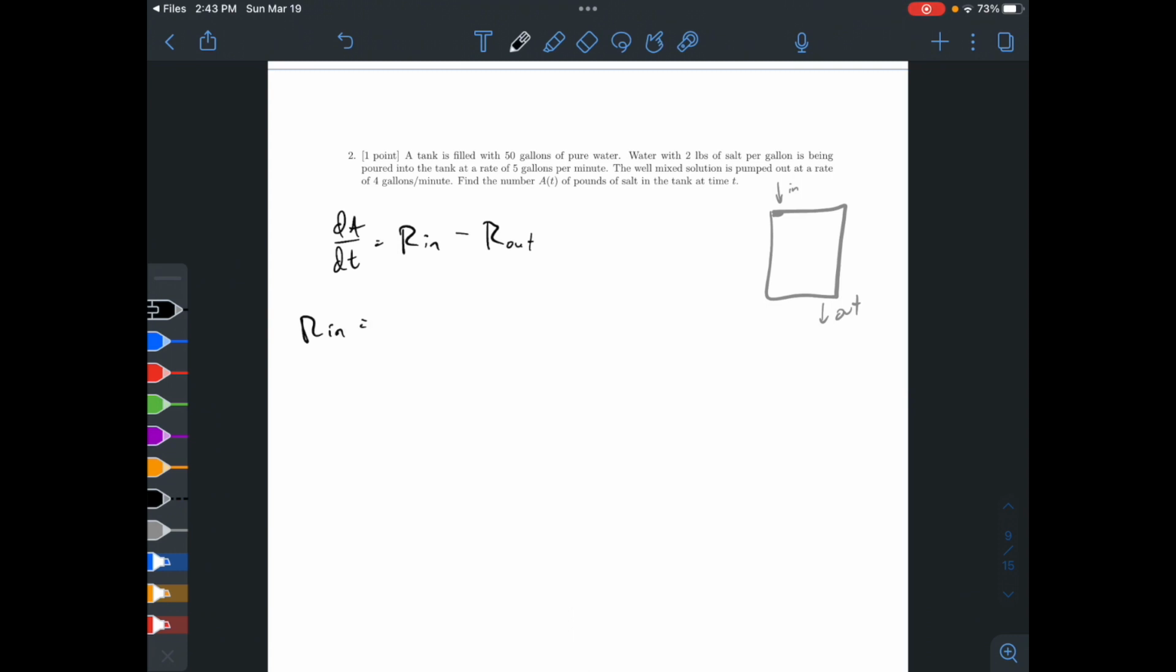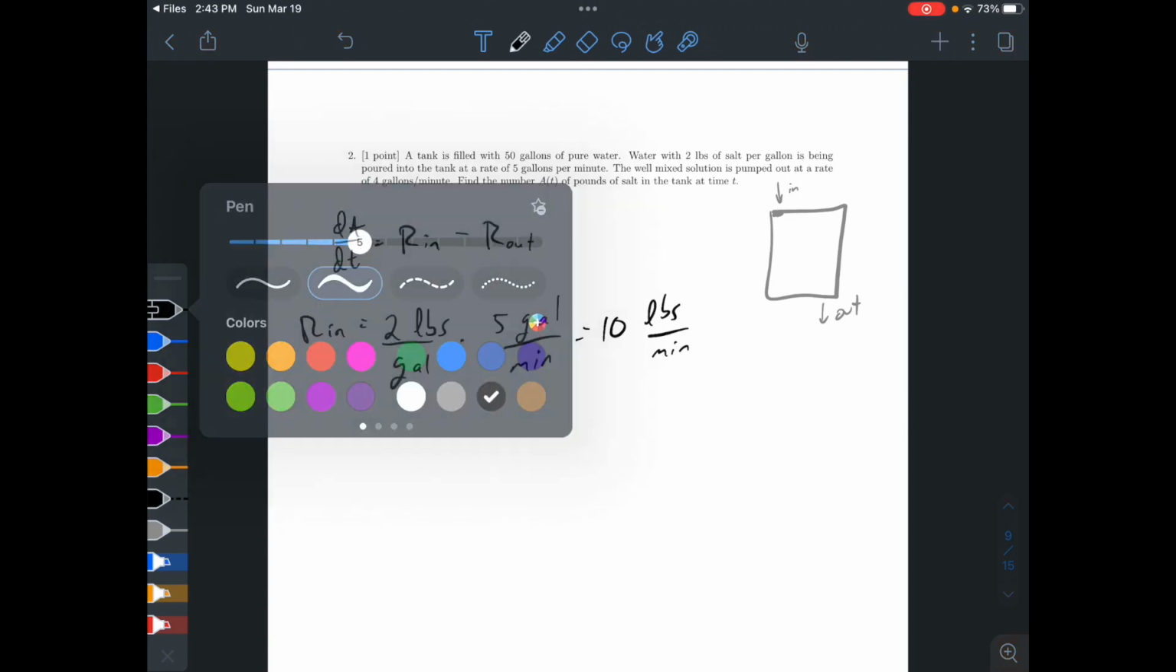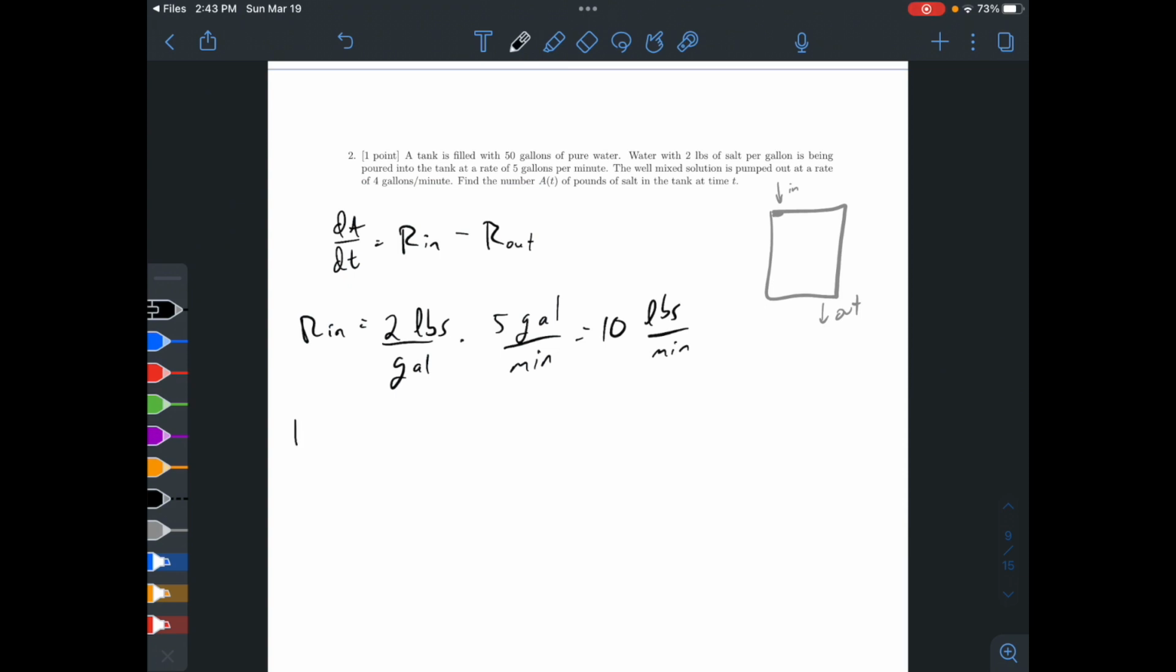So what's the rate at which salt is entering? We have a mixture of 2 pounds per gallon, which is being poured into the tank at a rate of 5 gallons per minute. And I'm being very clear with my units here, so that I can see that the units of gallons are going to cancel out, and we're going to be left with 2 times 5, which is 10 pounds of salt per minute. So that's how fast the salt is coming into the tank. What's the rate at which salt is leaving the tank?